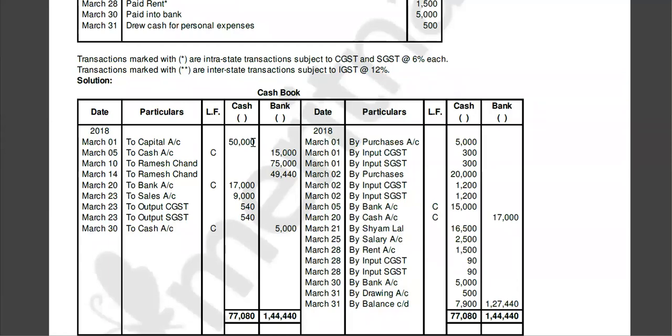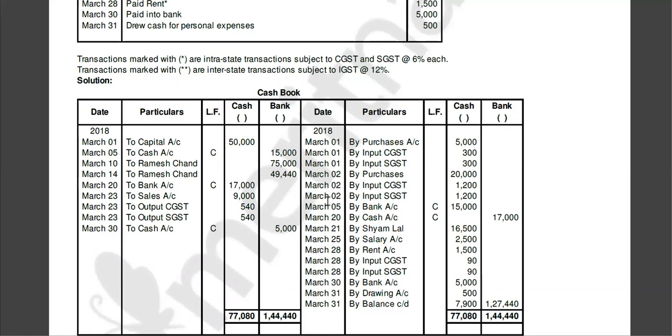Hereafter it is very simple to total it. First of all, you have to total all the debit side and all the credit side. The debit side total balance is 77,080. So here we have to add up all the credit amounts and subtract from 77,080. You will get 7,900. This is called balance carried down.